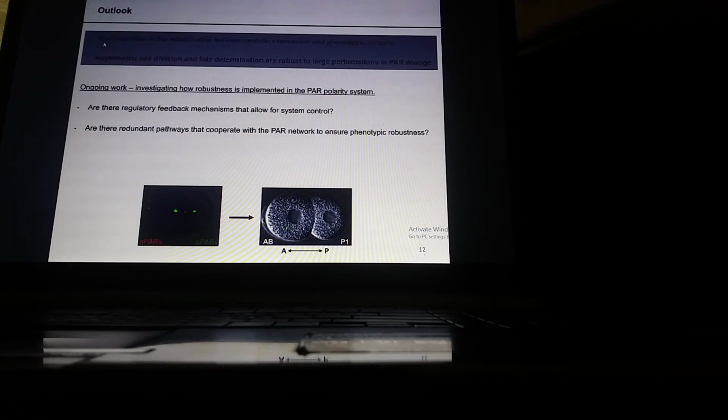And so the ongoing work in the lab is to try and understand how this robustness property is implemented or embedded in the PAR polarization system. There are various possibilities that we're exploring at the moment, but it's possible that there are regulatory feedback mechanisms that allow for system control, and or there are redundant pathways that cooperate along with the PAR network to ensure phenotypic robustness.